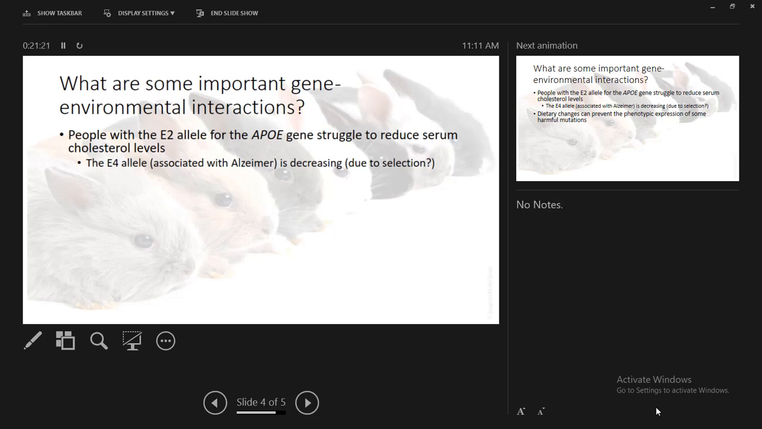I don't know. Wait, so you're saying if you have a parent with Alzheimer's, you're less likely to have kids? Yes. Is that because they choose not to? Yes. Yep.